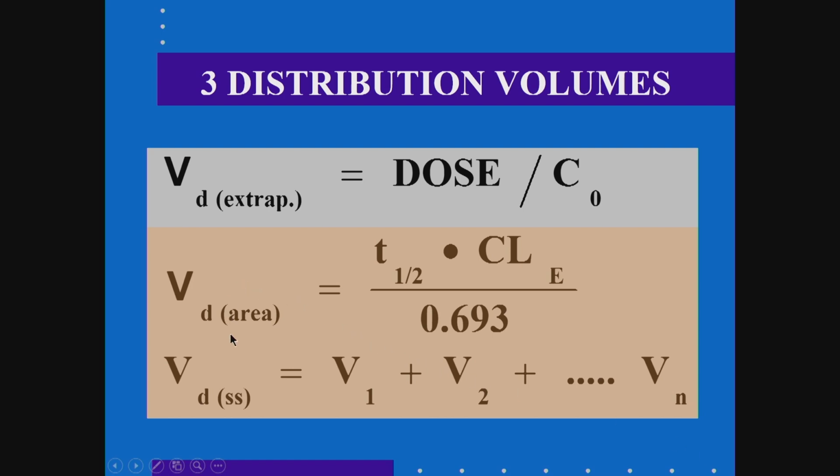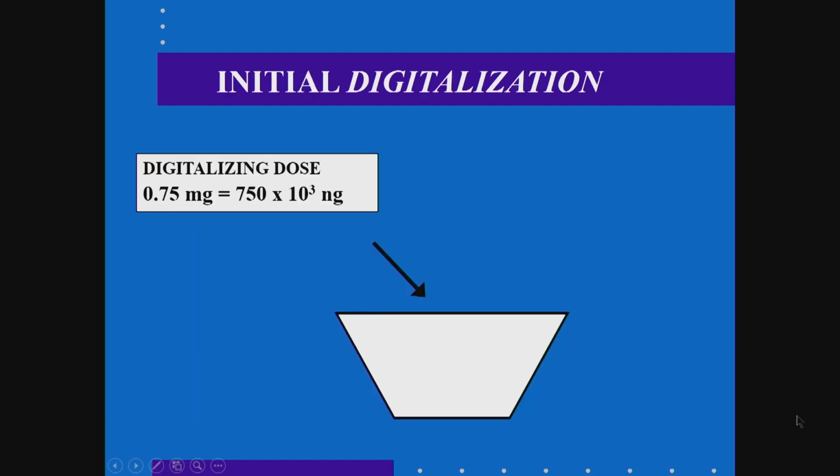There are other approaches that you will discuss later in the course, the volume of distribution by area and the volume of distribution at steady state. So, the example of digoxin, initial digitalization, this is a term referring to the loading dose of digoxin, 1/4 milligram being administered, and that distributing into a single compartment, resulting in that initial concentration of 1.4 nanograms per ml.